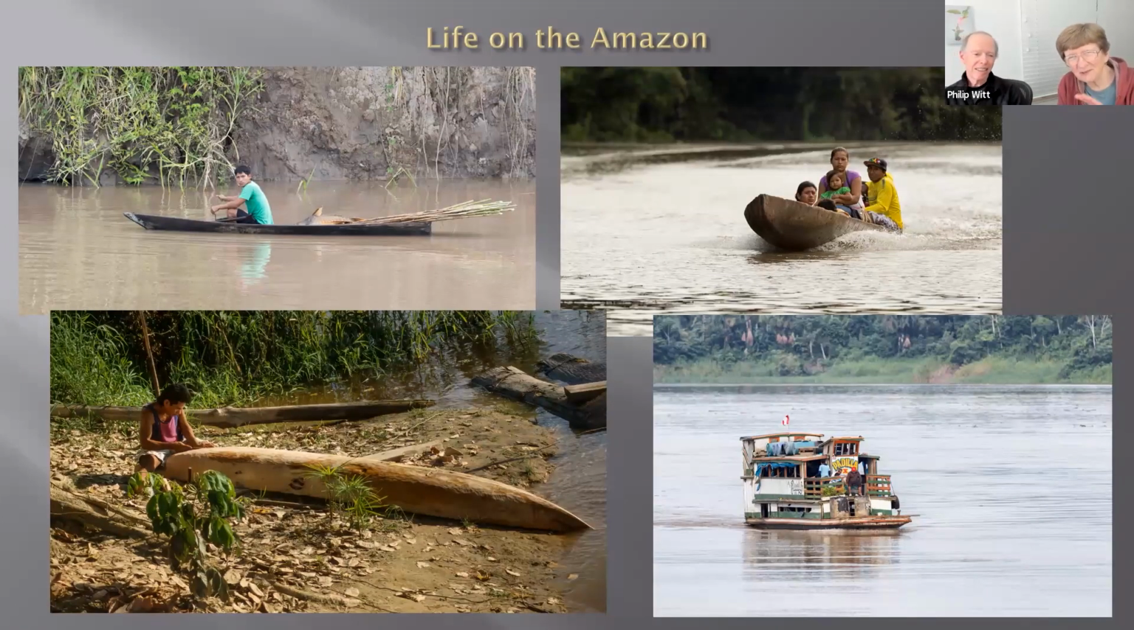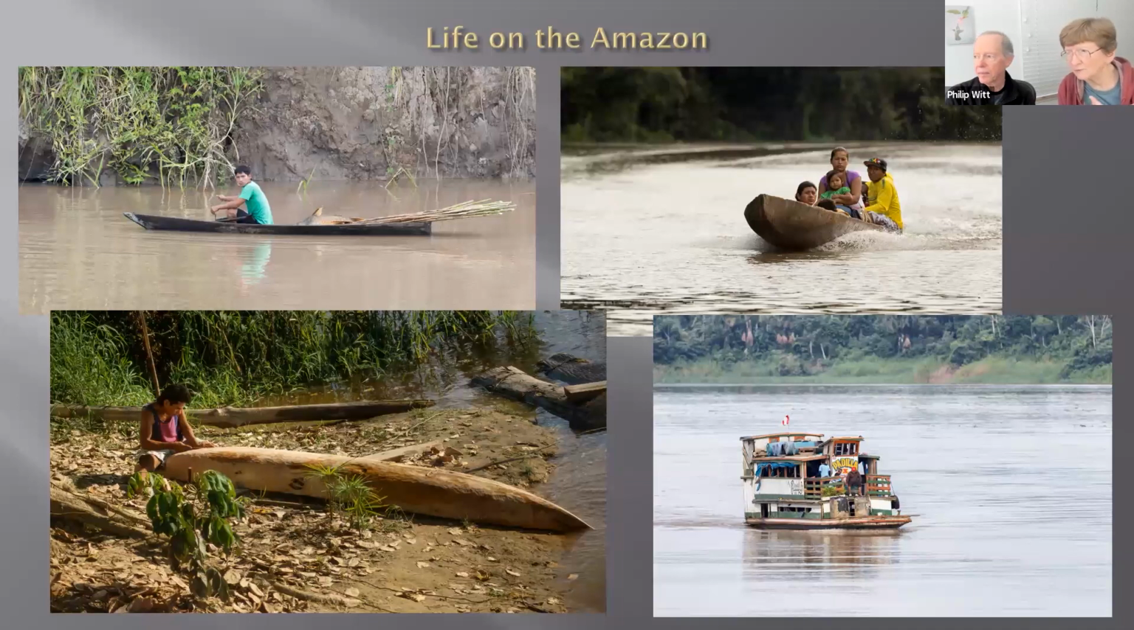This typifies life on the Amazon. There's so much water, and water is your way around. It's your road. It's your source for food. It's everything. In the bottom left, you see a man making a canoe by hand, and you see the young man there fishing. He's got a huge fish in the upper left. You can see that fish, it's just enormous. And down below is like a ferry, taking people and goods back and forth up and down the river. And the one on the upper right is the family.